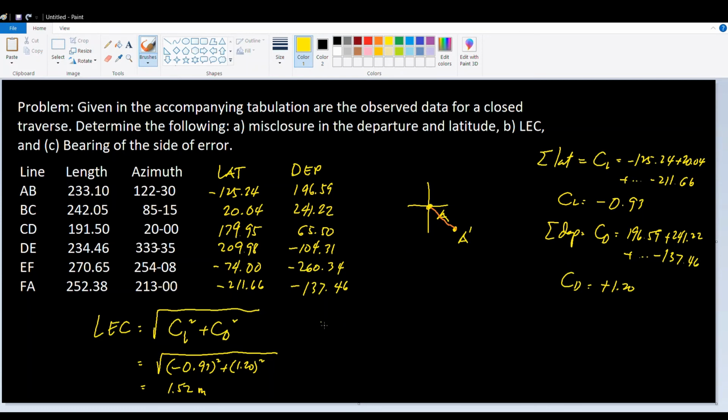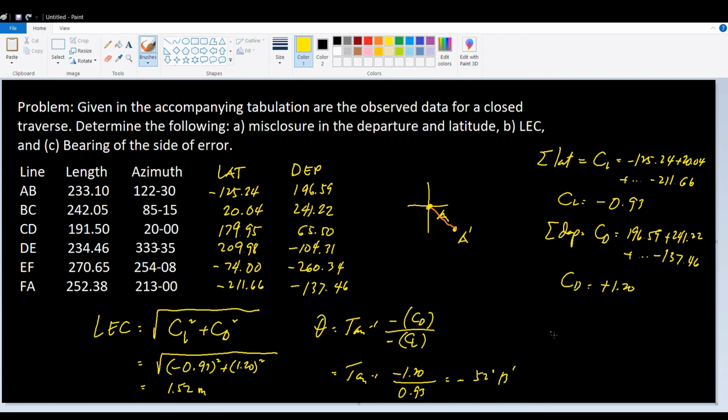How about the direction? The direction is arctangent of the negative of CD over the negative of CL. We can just get the absolute value, but let us apply the formula. Negative of positive 1.20 over negative of negative 0.93. So we will end up here with a negative value, and arctangent of that is negative 52 degrees and 13 minutes.